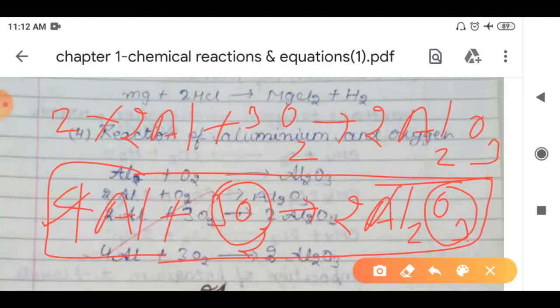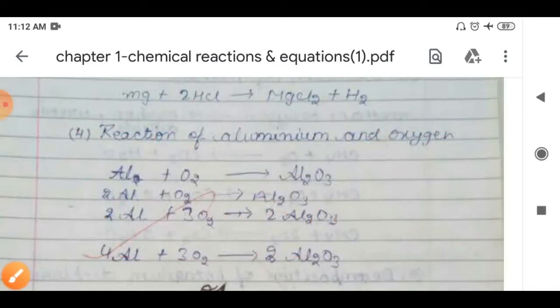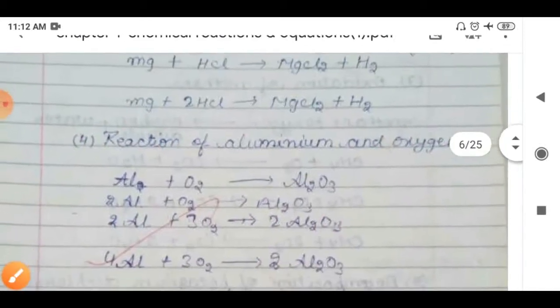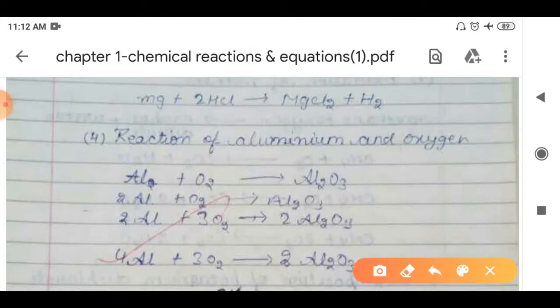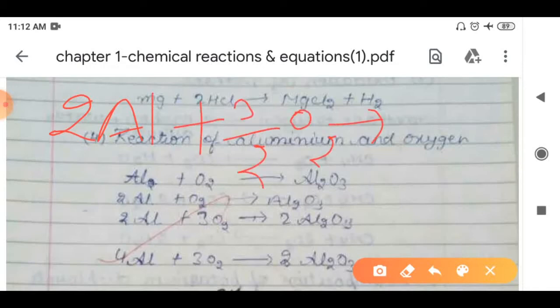Is it clear? Right? So in such a situation we have two ways to obtain the balanced chemical equation. This is the second way, and in the first, the balanced chemical equation was obtained how? That was twice of aluminum plus 3 by 2 O2, that is equal to Al2O3, right? This is also a balanced chemical equation, but it is in terms of a fraction.